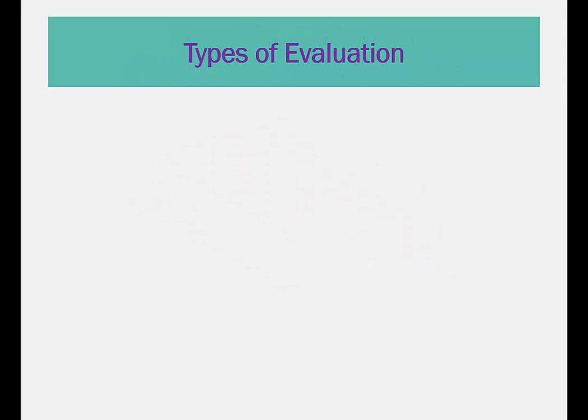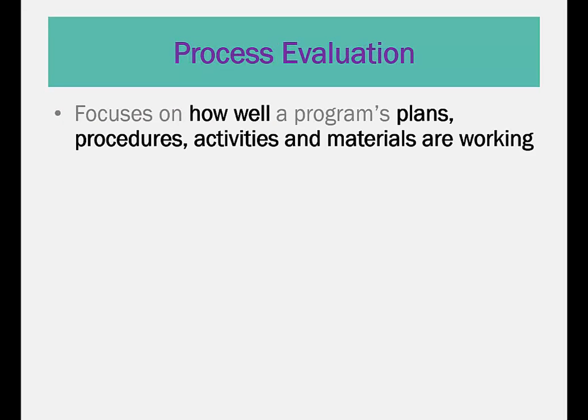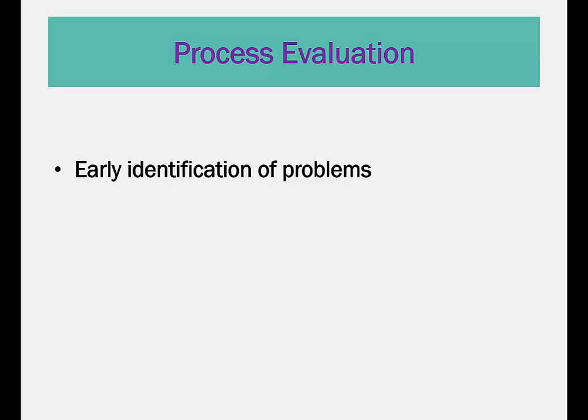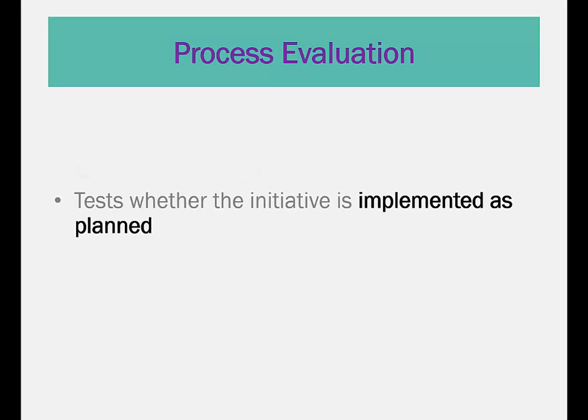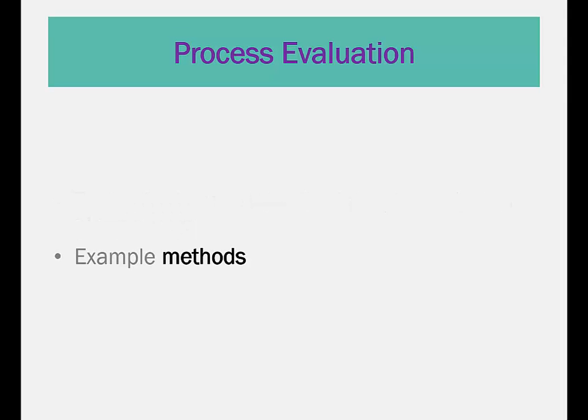The second type of evaluation is process evaluation. Process evaluation focuses on how well a program's plans, procedures, activities, and materials are working. This type of evaluation allows for early identification of problems and tests whether the initiative is implemented as it was intended. Example methods of process evaluation include focus groups, observations, and surveys. Remember, these are only a few method examples and are by no means an exhaustive list.